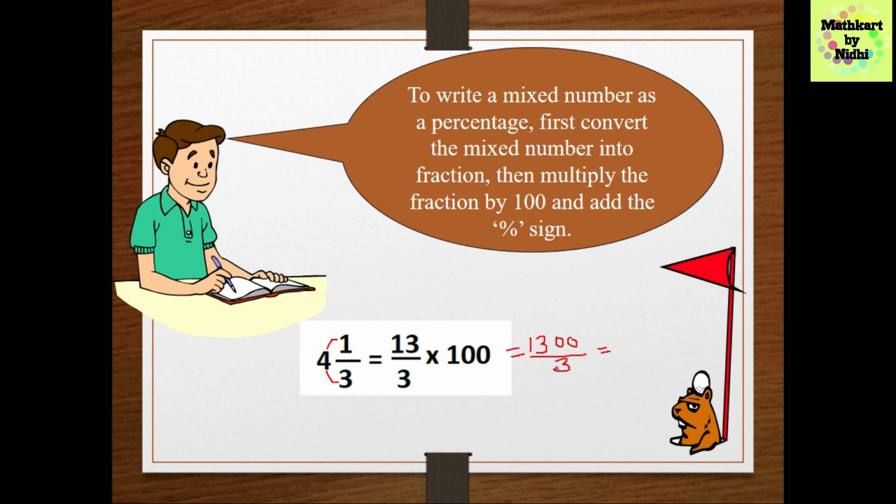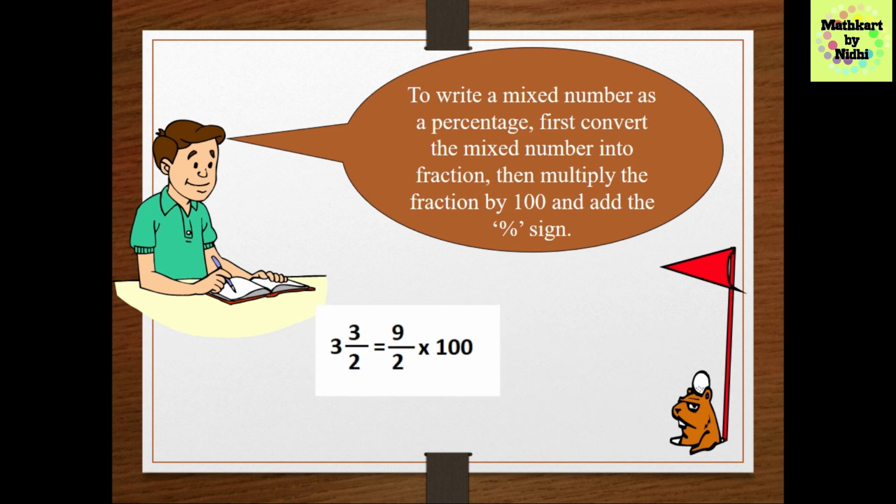Fine, and then we can divide it. So we can divide it by the simple division method. Then we can write it down in the mixed fraction itself. If we divide 1300 by 3 we will get 433. 1 is the remainder and 433 is the quotient. So this is the answer for this: 433 and 1 upon 3 percentage. Or we can write the answer in the decimal form also, 433.33 percentage. So this is the percentage for this.